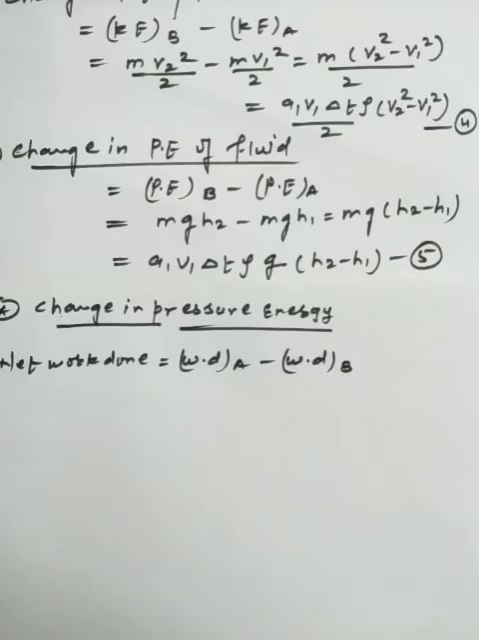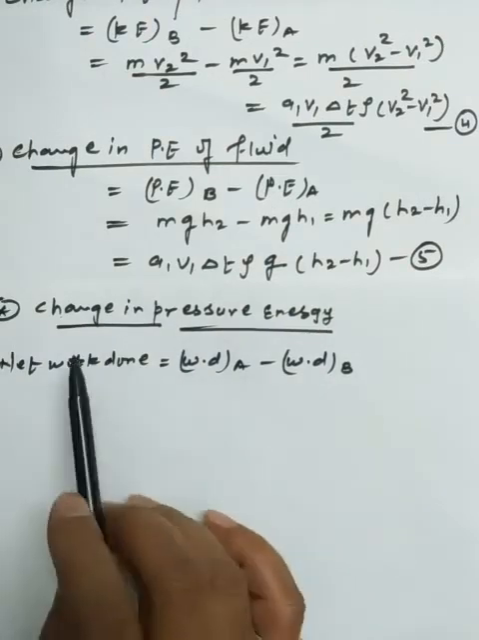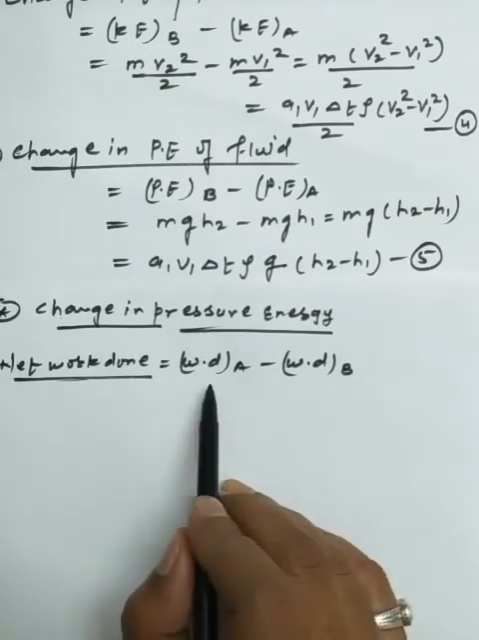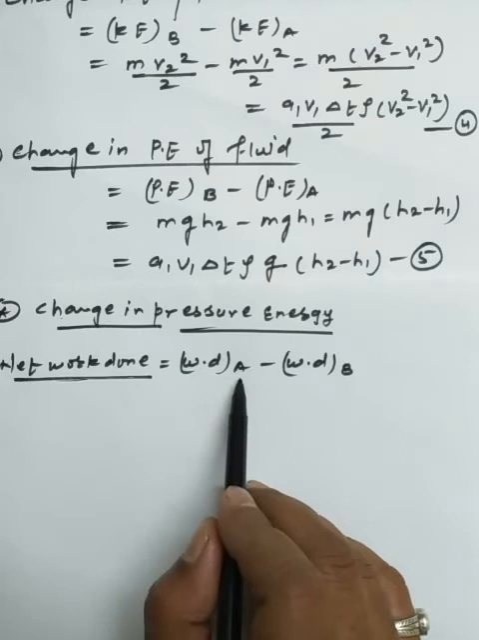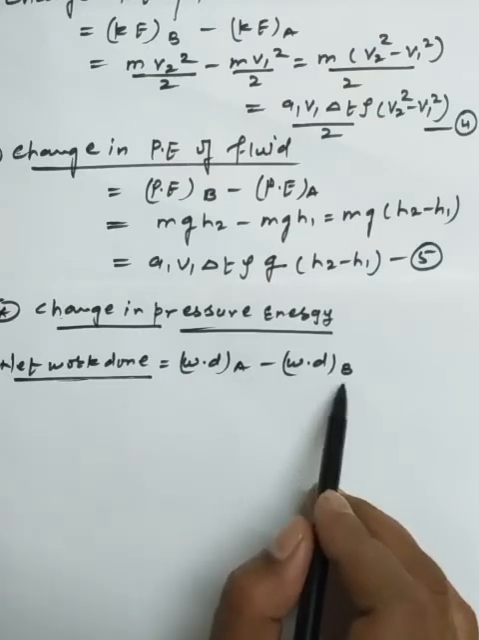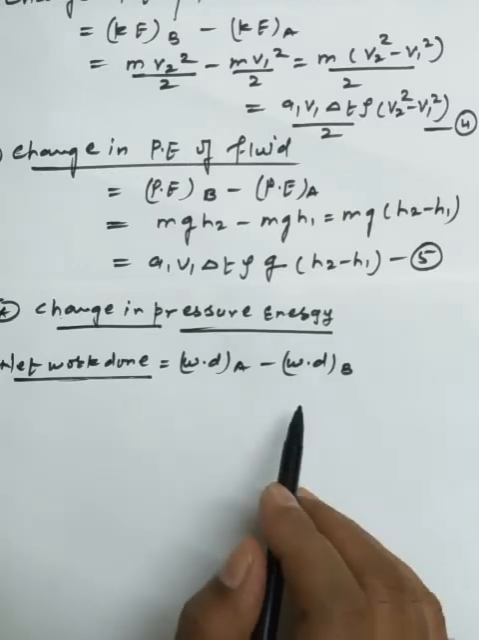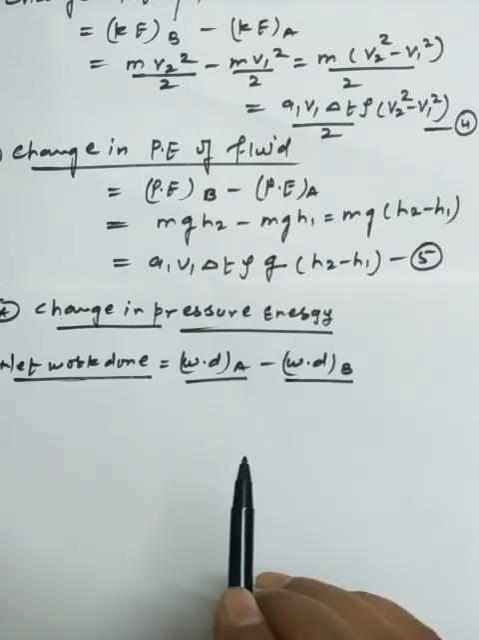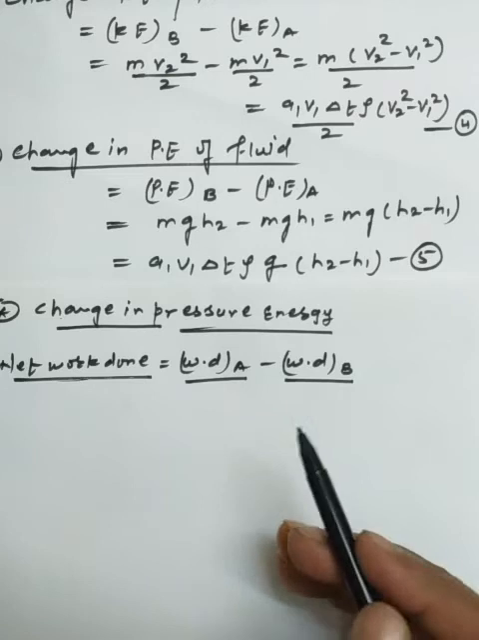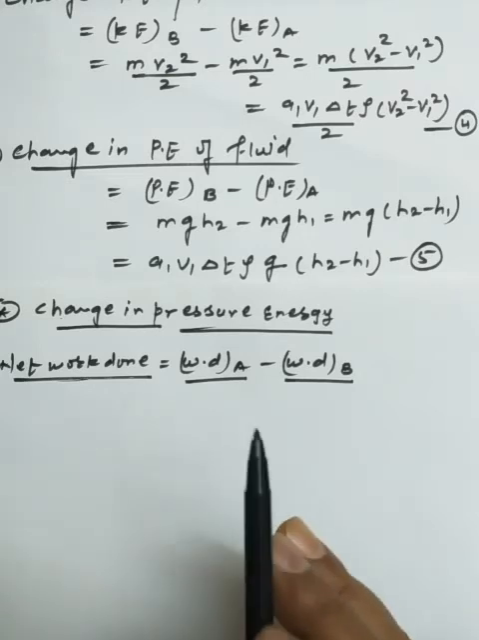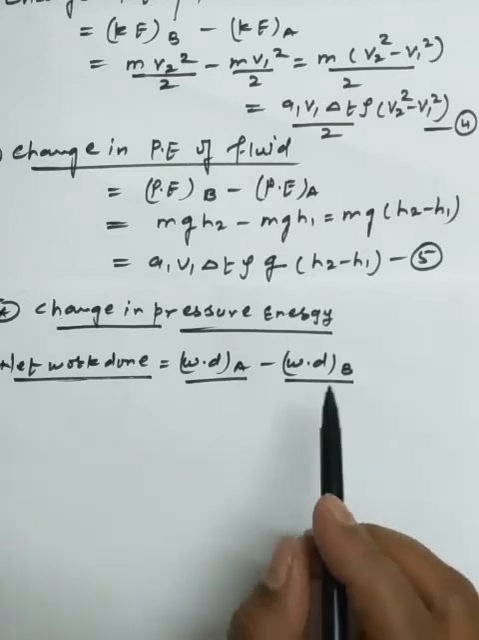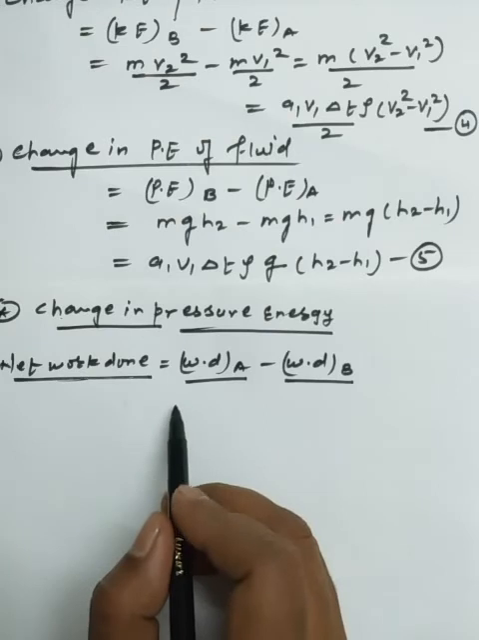So how do we calculate the change in pressure energy? I am assuming the net work done, which is the work done on the fluid at A minus the work done on the fluid at B, because as the fluid flows there is a loss of energy. So the pressure energy at A is more compared to the pressure energy at point B, and we can also say that water inside a tube flows from the high pressure to the low pressure region. So how do we convert the work done into terms of pressure?